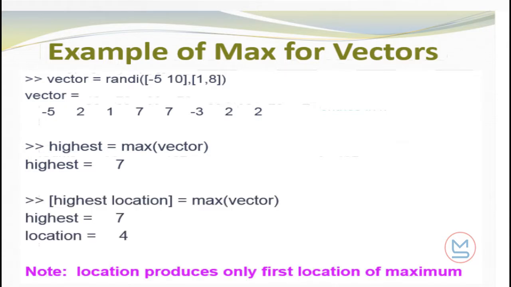If I want to know where the maximum is, I can add a second argument, and I can do highest, location equals max of vector, and it will come back with the highest value in vector is 7, and the location is equal to 4. Now notice this only produces the first location of the maximum. I actually have a 7 sitting in entry number 4 and another 7 sitting in entry number 5.